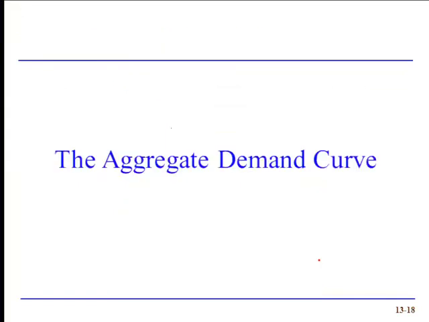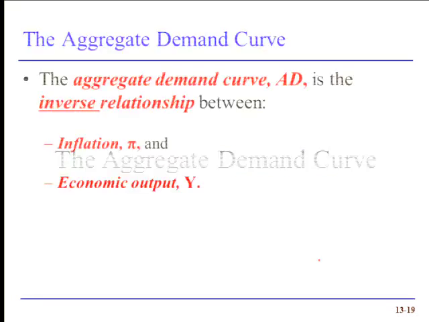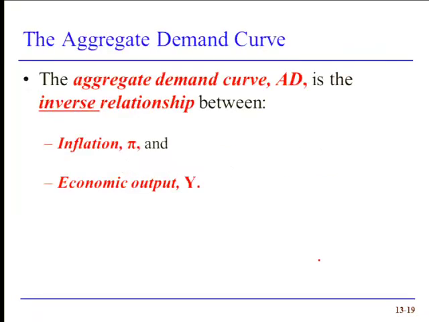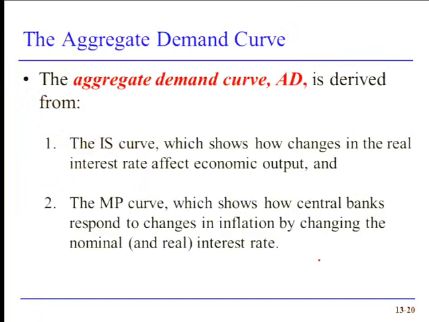Now, we can take our monetary policy curve. We can combine it with our IS curve from Tuesday. And what we can derive from that combination is something known as the aggregate demand curve. So remember that the IS curve is a relationship between the real interest rate and economic output. The MP curve is a relationship between the real interest rate and inflation. Notice we have the real interest rate in both of those. The aggregate demand curve is a relationship between inflation and economic output. So we're taking one of the variables from the IS curve, economic output, and one variable from the MP curve, inflation. That's the relationship we want to look at. And that relationship, which turns out to be an inverse relationship, is known as the aggregate demand curve.